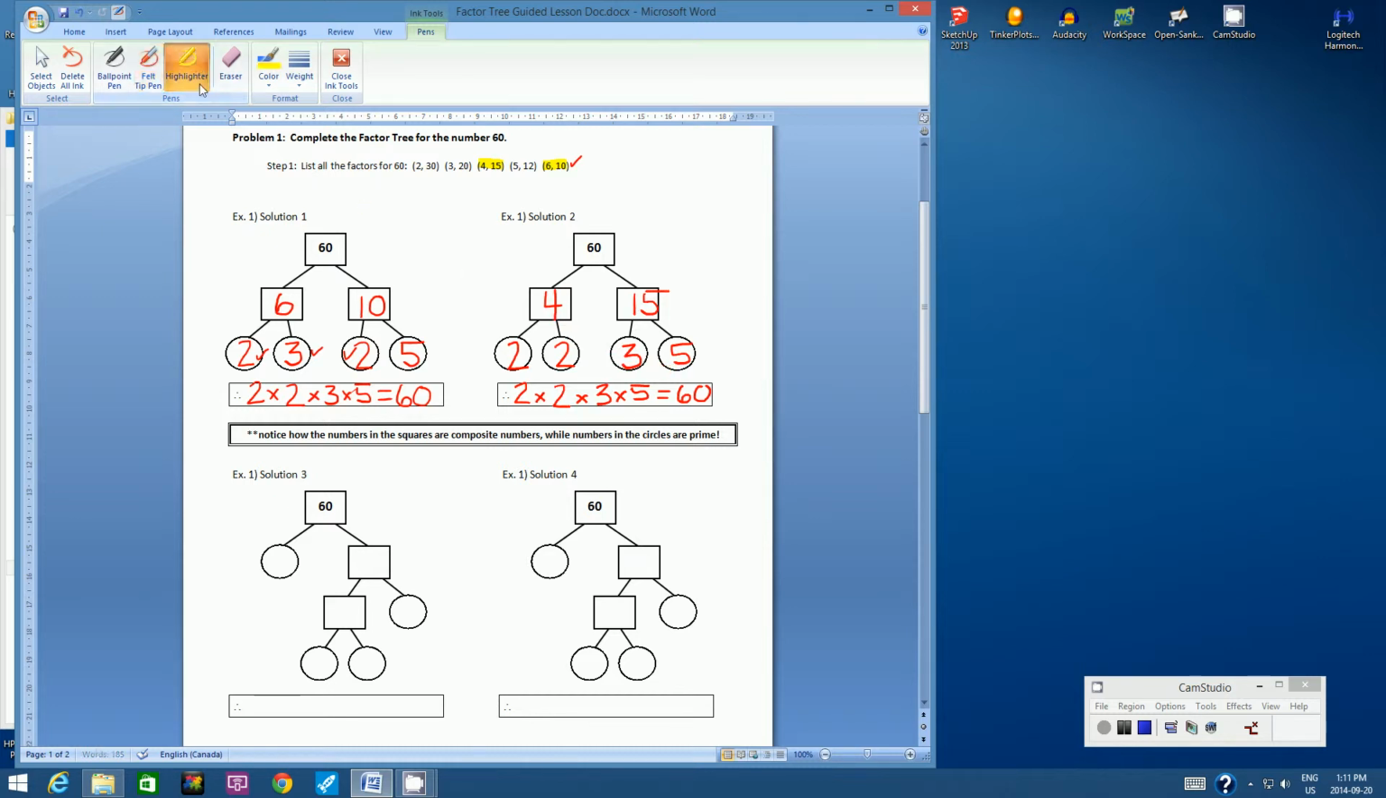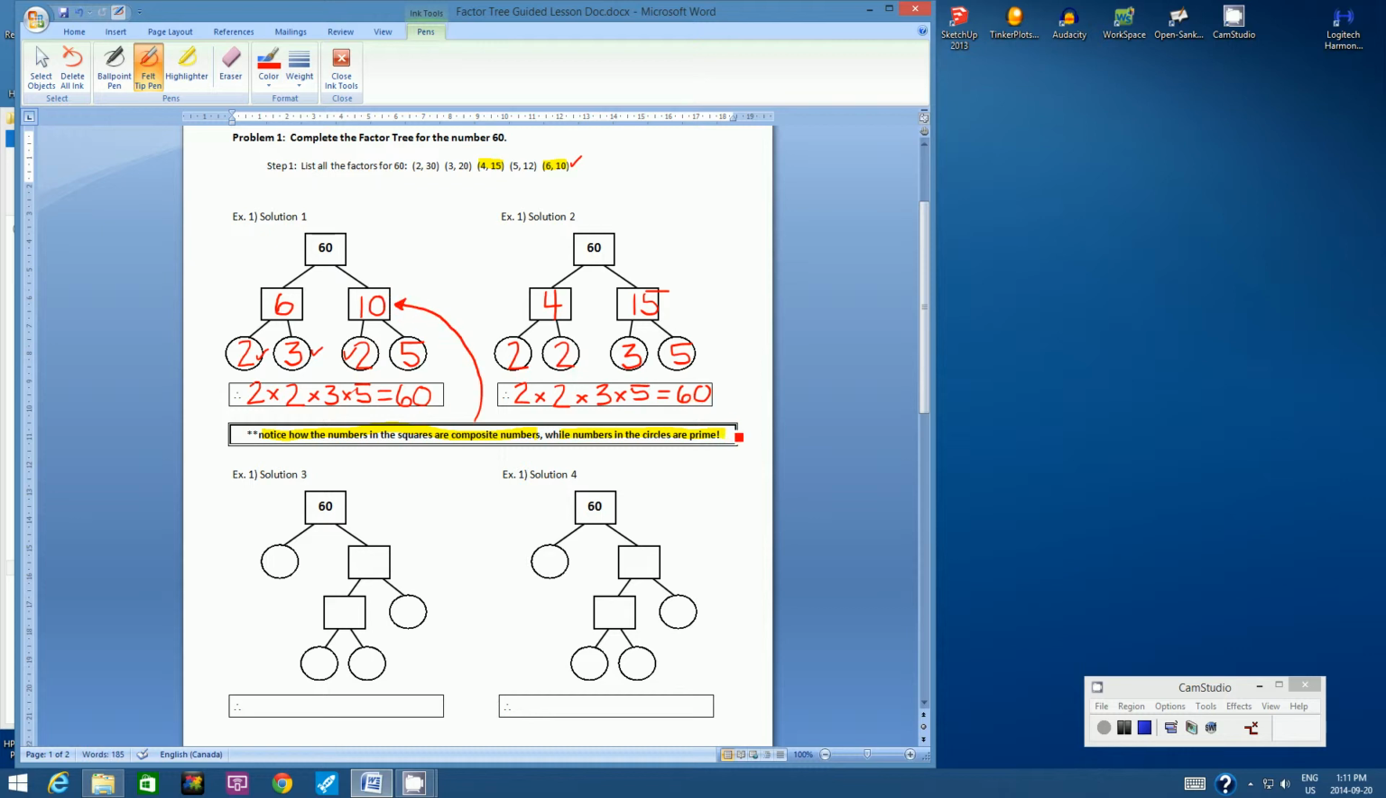So this is very important, this box here. Notice how the numbers in the squares are composite numbers, while the numbers in the circles are prime numbers. So here's what I mean. Whenever we see a square, such as right here, it has to be a composite number.